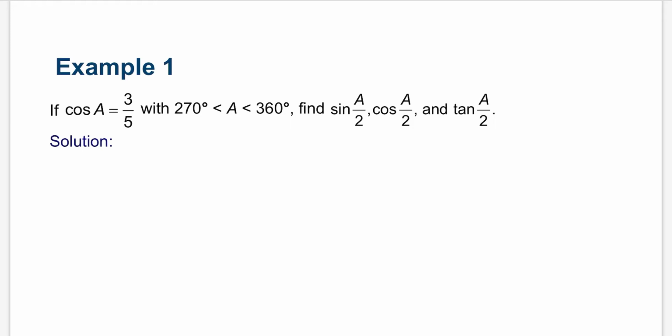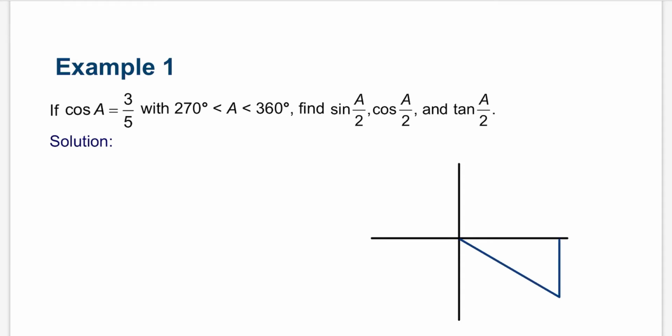So first thing we should do, they tell you where the angle A resides. It resides in quadrant 3, between 270 and 360. I'm sorry, quadrant 4. So let's draw a triangle in quadrant 4. All right, so here's a triangle in quadrant 4, and we're calling the angle A.